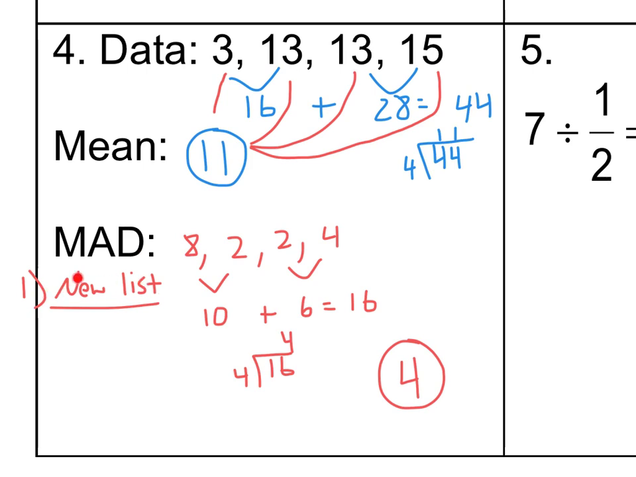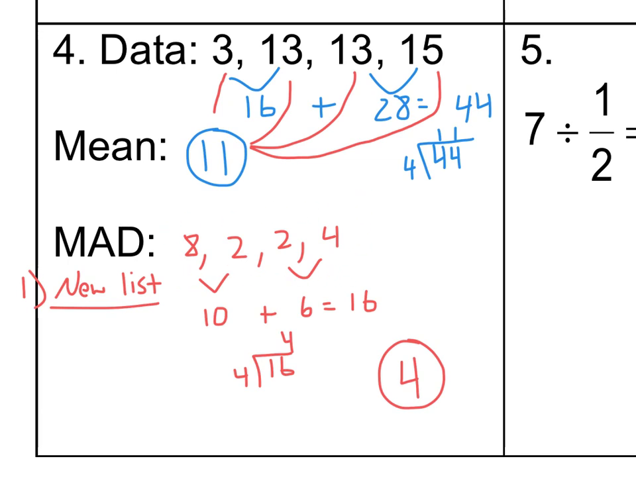But step 1 is to make a new list. Your new list is how far are each of my data points, so 3, 13, 13, and 15, from 11, my mean. 11 and 3 has a difference of 8. 11 and 13 has a difference of 2, 2, and 11 and 15 has a difference of 4. So then I find the mean of my new list. That's really it. It's just an extra step.